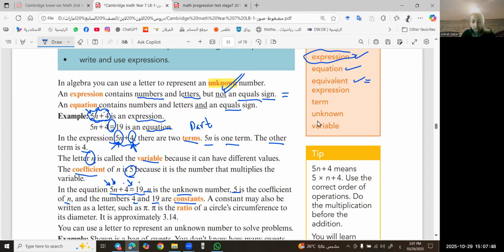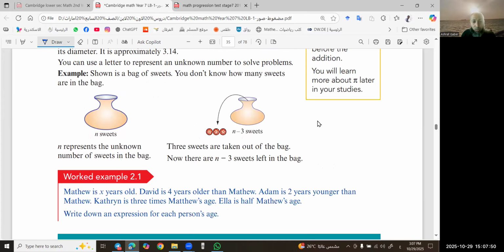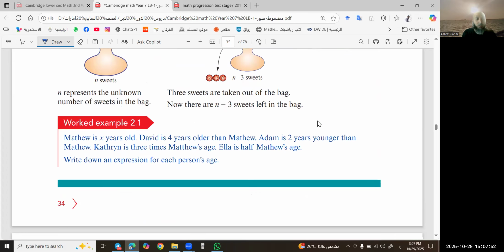Okay? Now we want to know another exercises here. He told me Matthew is X years old. David is 4 years older than Matthew. But firstly, Matthew have what? Have X years old. And David is 4 years older than Matthew. So David is what? Is X plus 4.